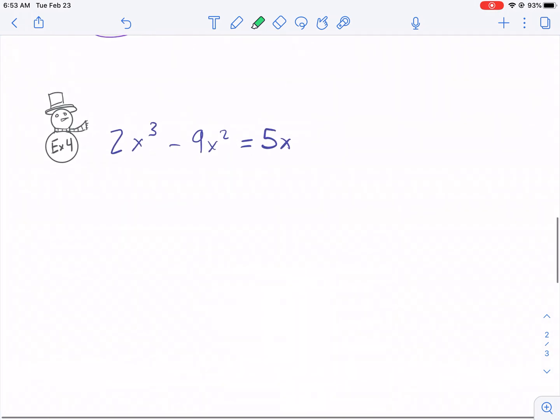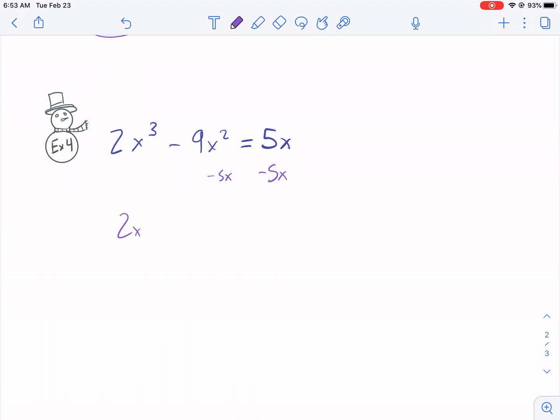Okay, last one. A little bit more tricky. We're going to, again, subtract 5x from both sides. Get everything on the same side. Minus 9x squared minus 5x. And now it's equal to 0. We've got to factor out an x. So we're going to factor out an x here because it has a GCF. Notice here we have x squared, x. There's no common factor with the coefficient, so we're just going to factor out the x. And we're left with 2x squared minus 9x minus 5.